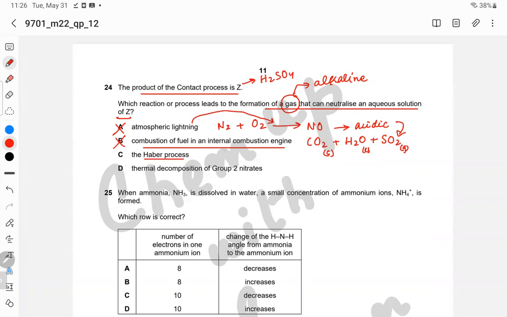Yes, Alicia, very good. In the Haber process, nitrogen reacts with hydrogen to form ammonia, and ammonia is alkaline. So it reacts with Z because Z is an acid. So option C is correct, and it means D goes wrong, and we will mark C as our correct answer.